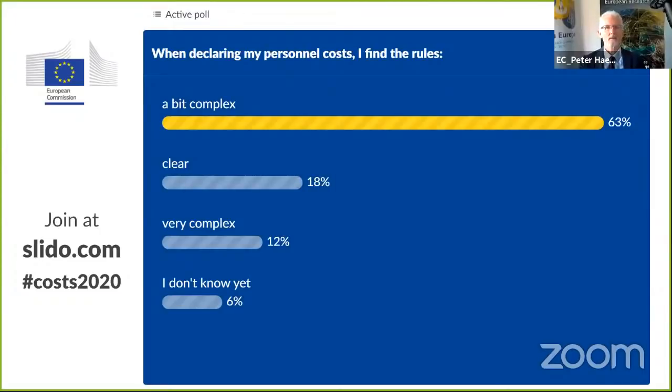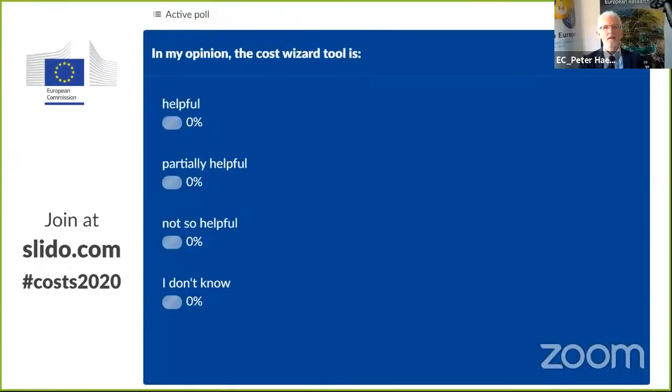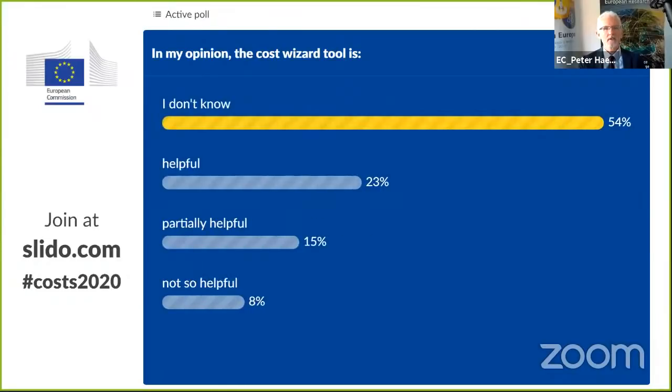And then we have another quick poll question on the so-called personnel cost wizard. We just want to know whether you have heard anything about it, and if yes, whether you find it useful.